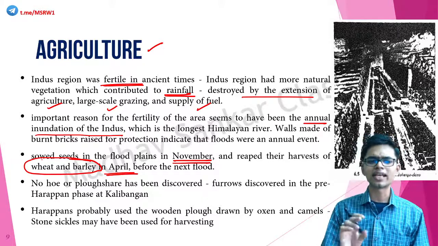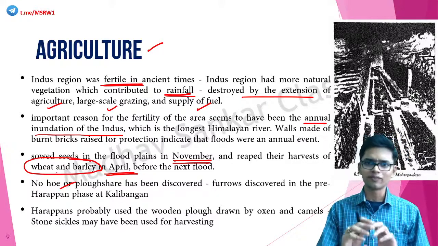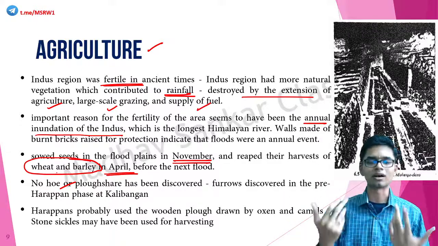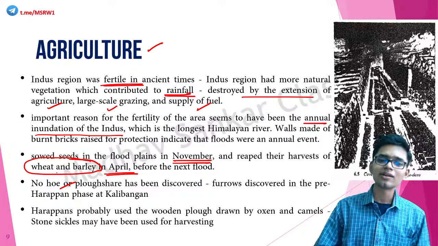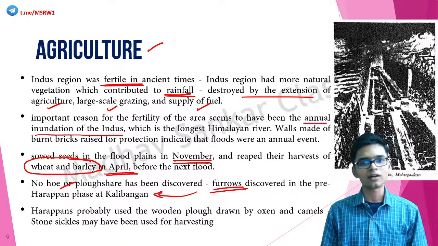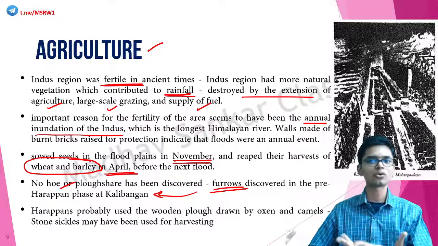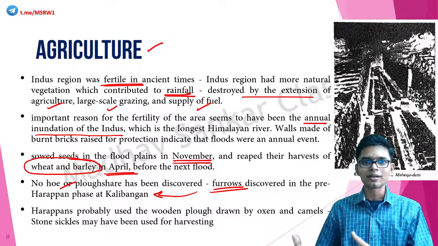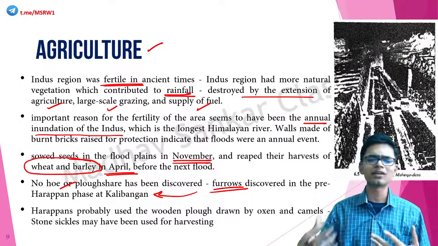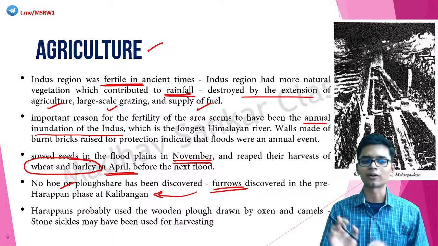But we do not come across any kind of evidence as far as a hoe or a plowshare is concerned. We have not gotten any kind of full-fledged plowshare or hoe. But we have discovered some furrows in the pre-Harappan phase at Kalibangan. If a furrow has been discovered, then obviously it means agriculture of some sort has to be practiced. Clear? But a full-fledged plowshare like the ones we have in modern days is completely absent in Harappa. We have not found yet a full life-size model so far.